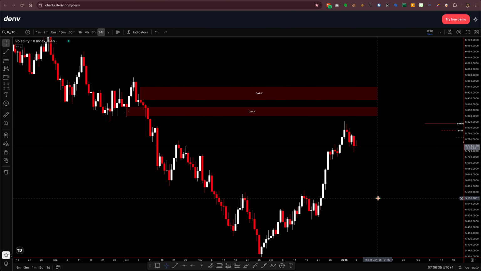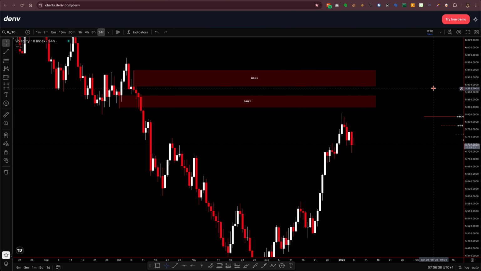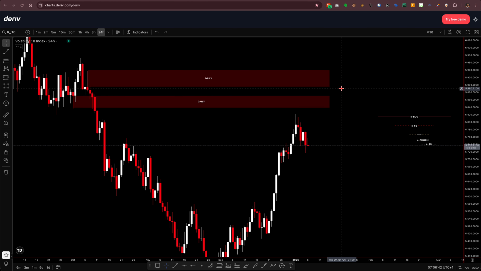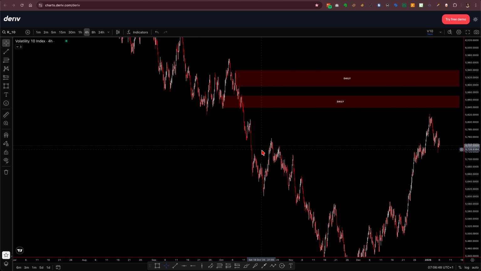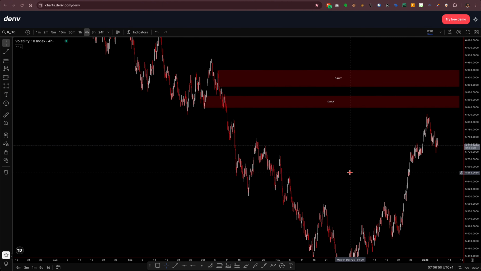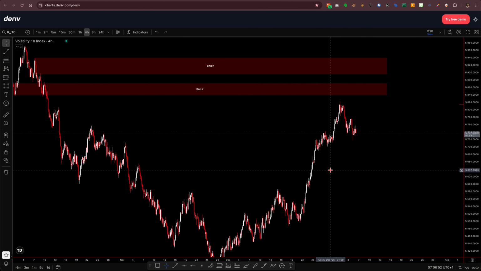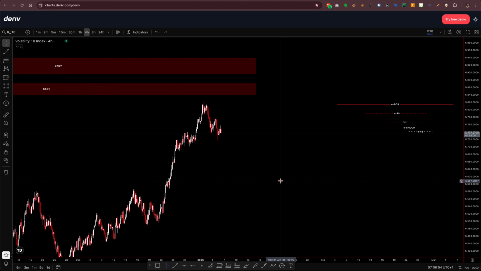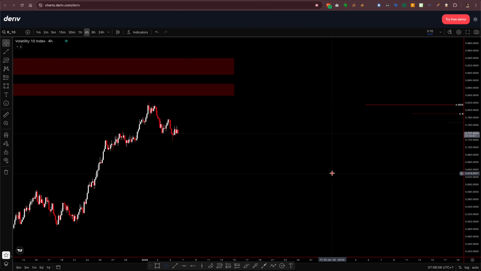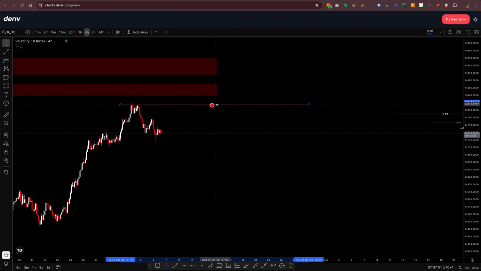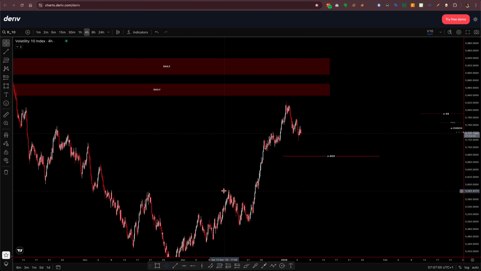So the next thing I'm going to do is scale down to the 4-hour time frame. This is where I start to map out my structure. So on the 4-hour time frame, I'm looking for, where is my break of structure? Somewhere.